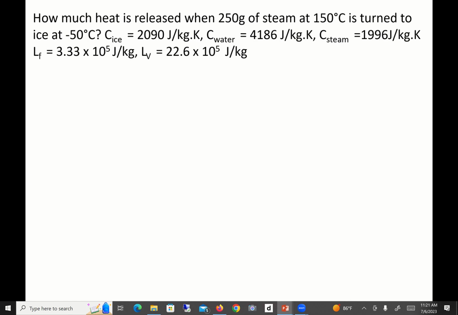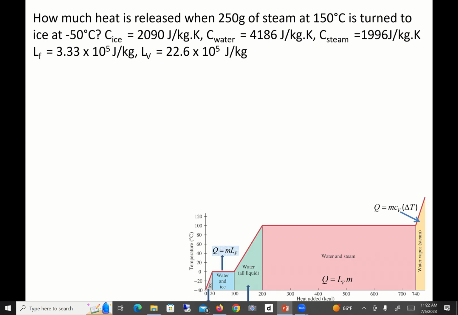Okay, what about if we do have a phase change? So let's say I'm going to take 250 grams of steam at 150 degrees C, and I'm going to turn it into ice at minus 50 degrees C. So then I'm going to have to take the steam, cool it down, condense it into water, cool the water down, freeze the water into ice, and then cool the ice down.